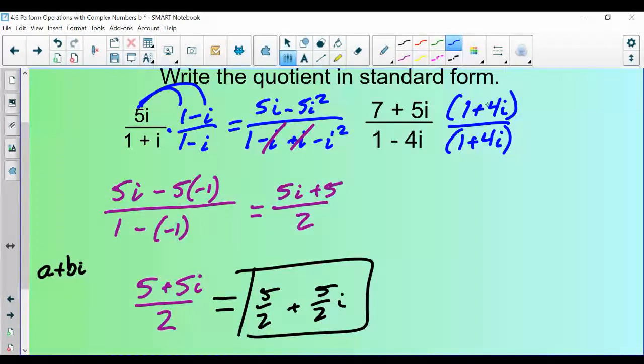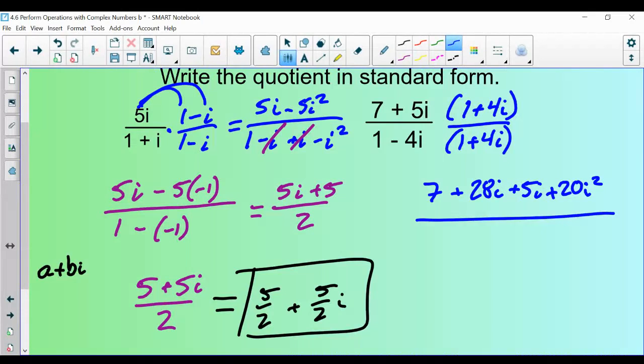This is going to need a FOIL in the numerator and a FOIL in the denominator. 7 times 1 is 7. 7 times 4i would be 28i. And 5i times 1 would just be 5i. Last times last would be 20i squared, right? Because 5i times 4i would be 20i squared.